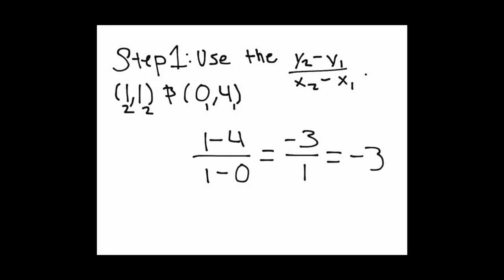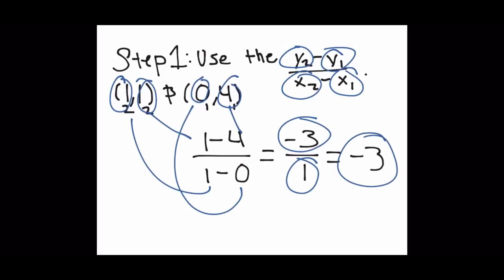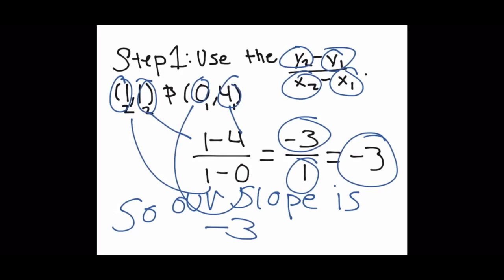In step 1, we'll use the slope formula, which is y2 minus y1 over x2 minus x1. In our case, the points are (1, 1) and (0, 4). So it would be 1 minus 4, which equals negative 3. Then it would be 1 minus 0, which equals 1. So in total, this equals negative 3. Alright, so our slope is negative 3.